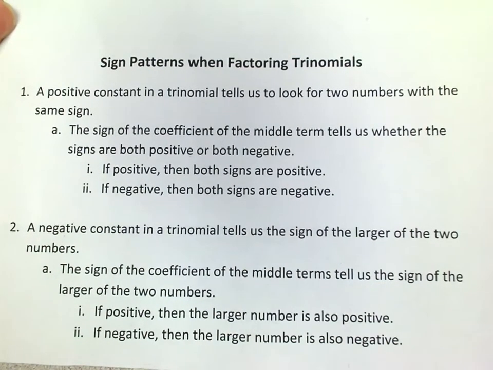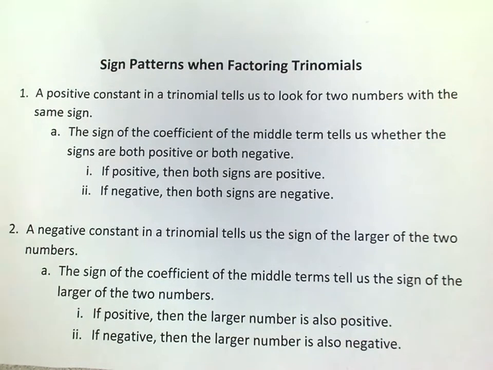If we read this, number 1, a positive constant in a trinomial tells us to look for two numbers with the same sign. The sign of the coefficient of the middle term tells us whether the signs are both positive or both negative. A, if positive, then both signs are positive. B, if negative, then both signs are negative.